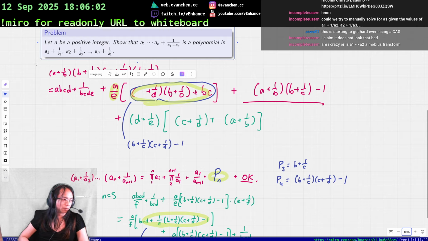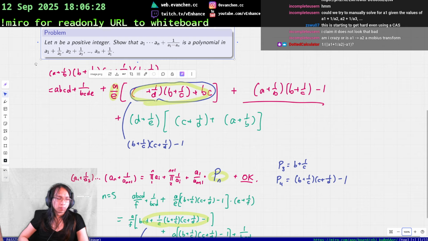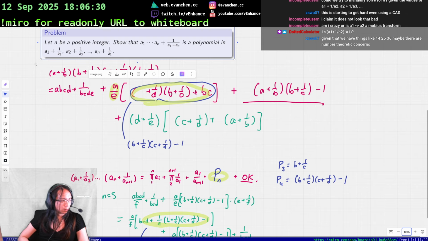Is A1 to A2 a Mobius transformation? What does that mean? Yeah, the 142536 is kind of scary. I agree.